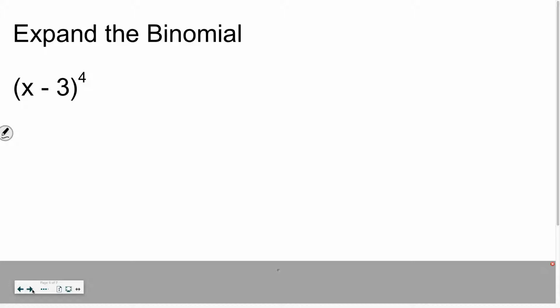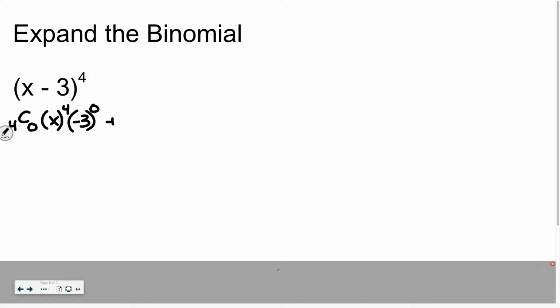Okay. So I'm going to start in my expansion. I'm going to try to squeeze it in one line here. A combination of 4 choose 0 to start, times the first term raised to the highest exponent, which would be 4, times the second term, which is negative 3, raised to the lowest exponent, which will be 0. And my 2 exponents, 4 and 0, add to make 4.